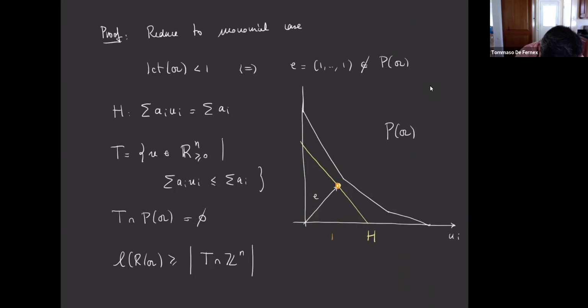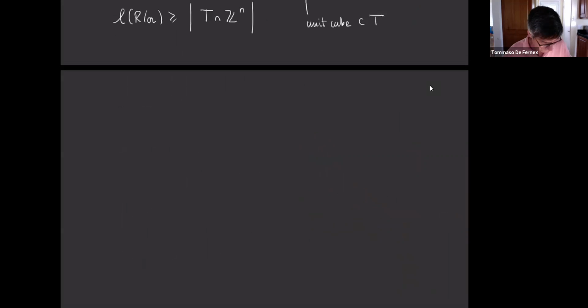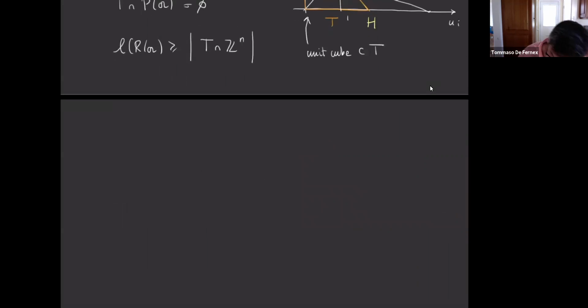Okay. T in this area here. So I want to estimate the lattice points inside there. The first thing I notice is that there is a unit cube which is contained inside T, right?